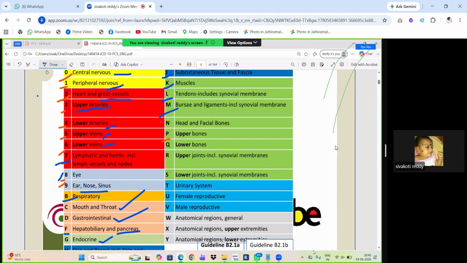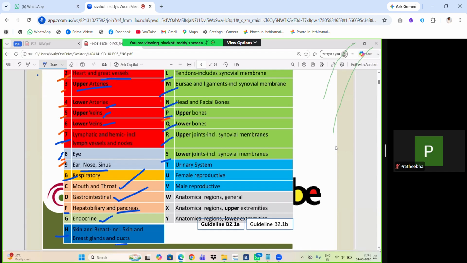Then bones are divided into 3 body systems: head and facial bones, upper bones, lower bones. Then upper joints, lower joints. What is the difference between bone and joint? A joint connects the bones. Bone means the structural framework of the body, the strongest structural body part.